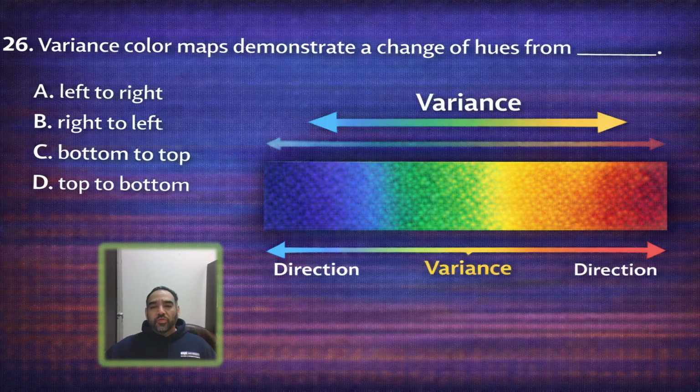Answer C says bottom to top. Bottom to top changes represent velocity magnitude, so brightness and intensity, not variance. Variance changes hue horizontally, not vertically. And answer D, kind of the same thinking there, top to bottom, same issue. Vertical changes represent velocity amplitude, brightness changes, and variance is shown by hue variation across the bar horizontally.